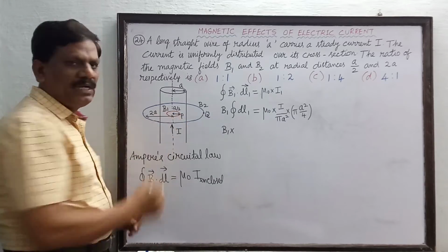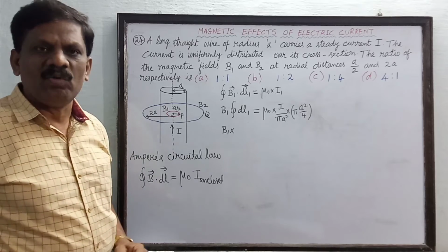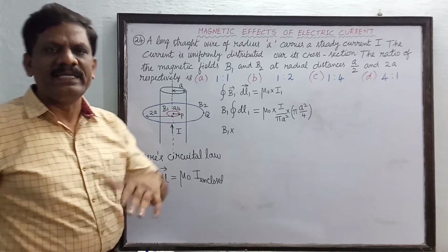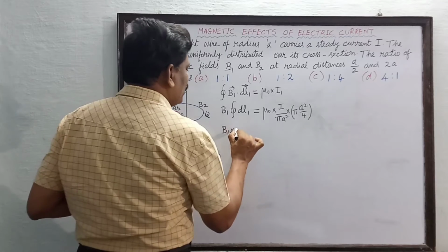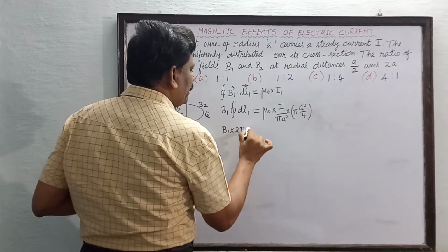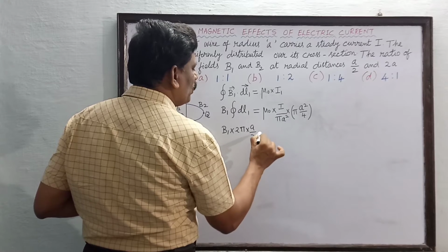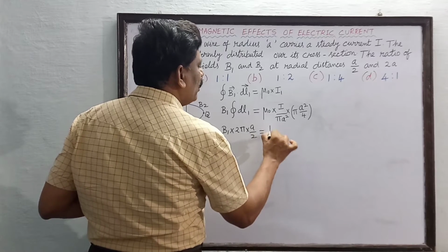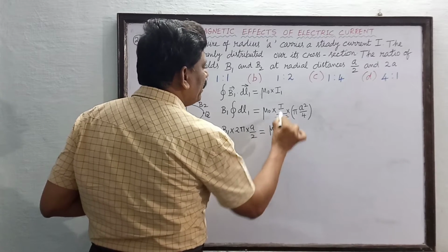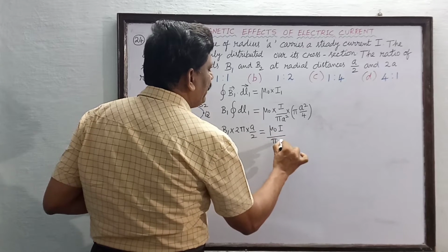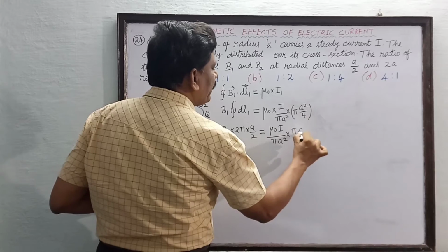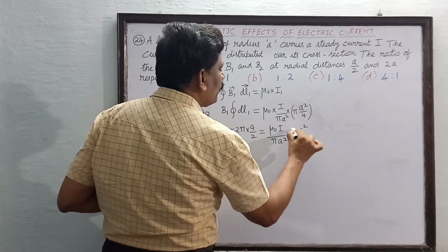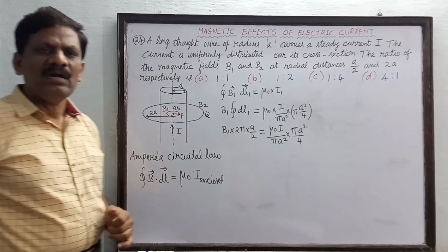must be equal to the circumference of the smaller loop. Circumference is what? 2 pi into radius. The radius is a by 2. So this is 2 pi into a by 2, and this is equal to mu naught I divided by pi a squared, into pi a squared divided by 4.